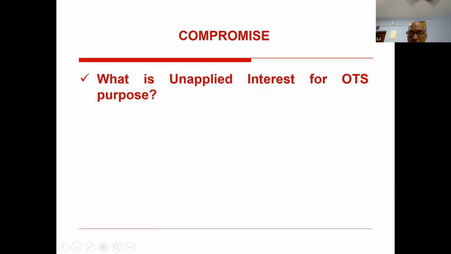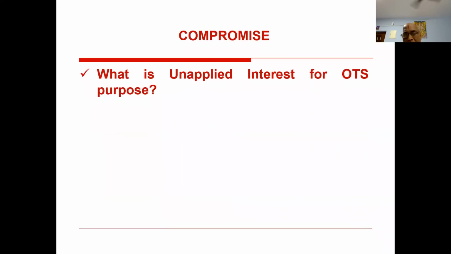Now, there is a concept called unapplied interest for calculation of an amount called sacrifice amount. See, friends, whenever you say unapplied interest, don't presume it is the contracted rate of interest plus penal interest, if any. No, that is not unapplied interest. The calculation of unapplied interest for OTS is a separate formula. This unapplied interest which you are going to calculate, you are calculating for internal purpose. This should not be revealed to the borrower.